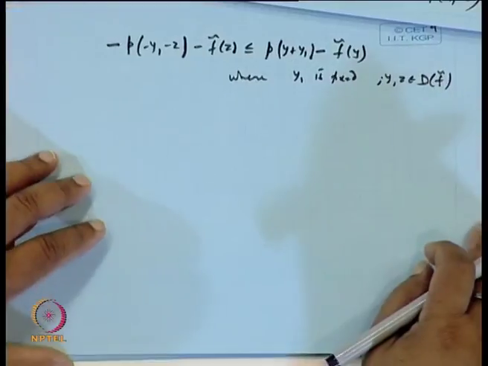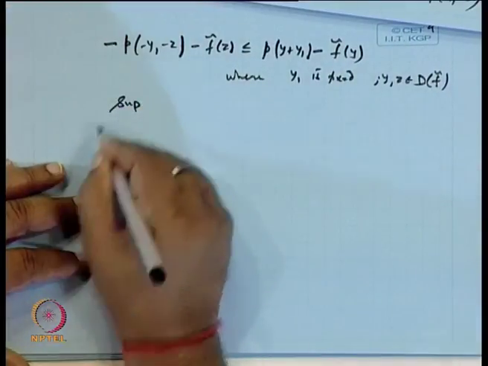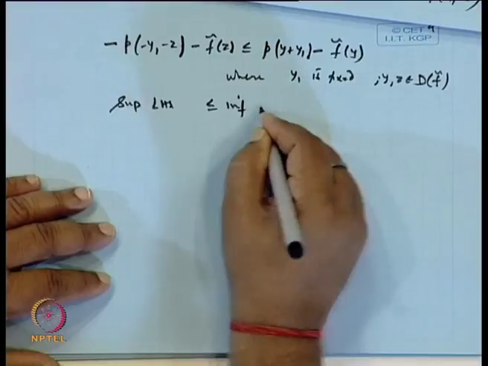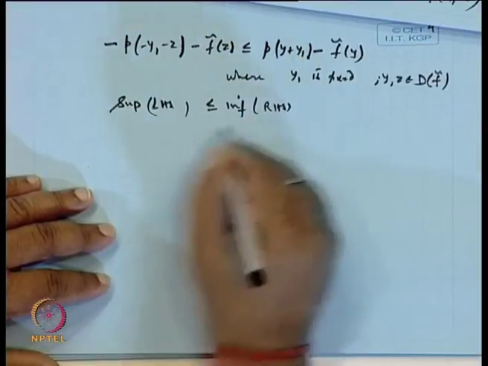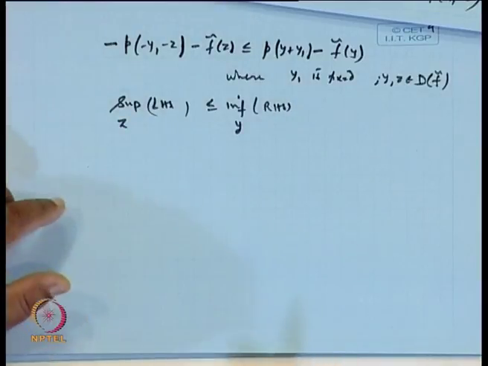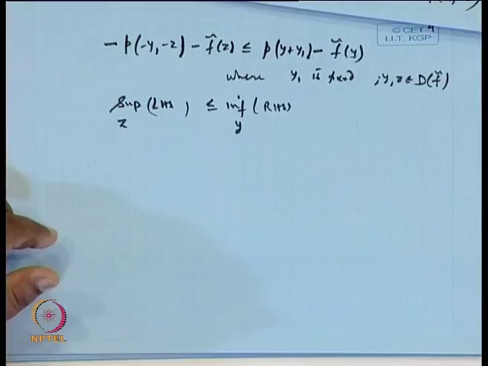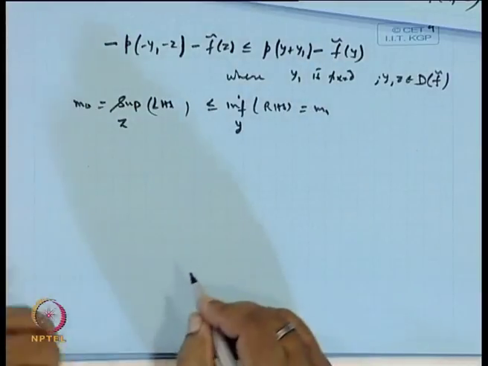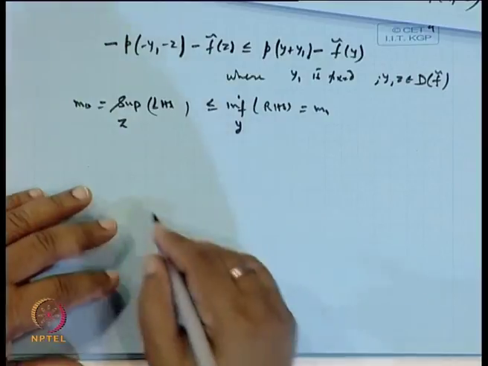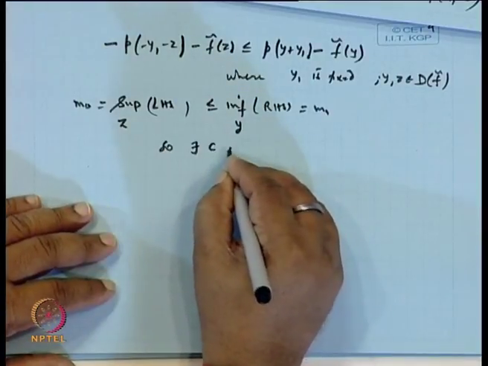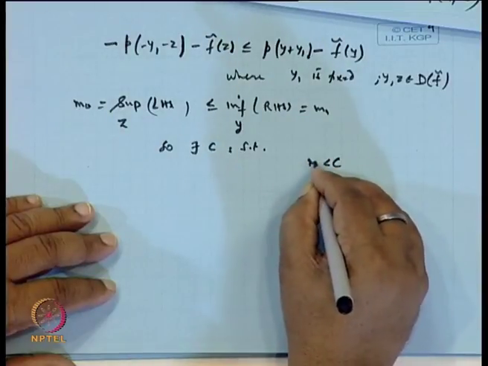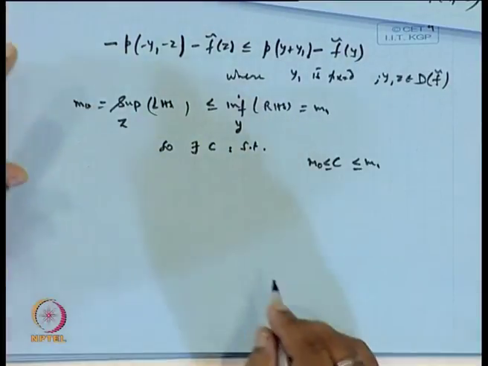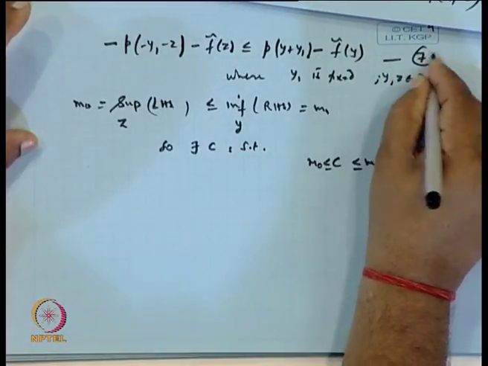So, we take the supremum of the left hand side, which is less than or equal to the infimum of the right hand side, where the supremum is taken over z and the infimum is taken over y. So, supremum and infimum both are there. Suppose these values are m naught and m 1. So, there exists a real number c, such that c lies between m naught and m 1, which may be equal also. Clear? Therefore, this will be the 7th equation.